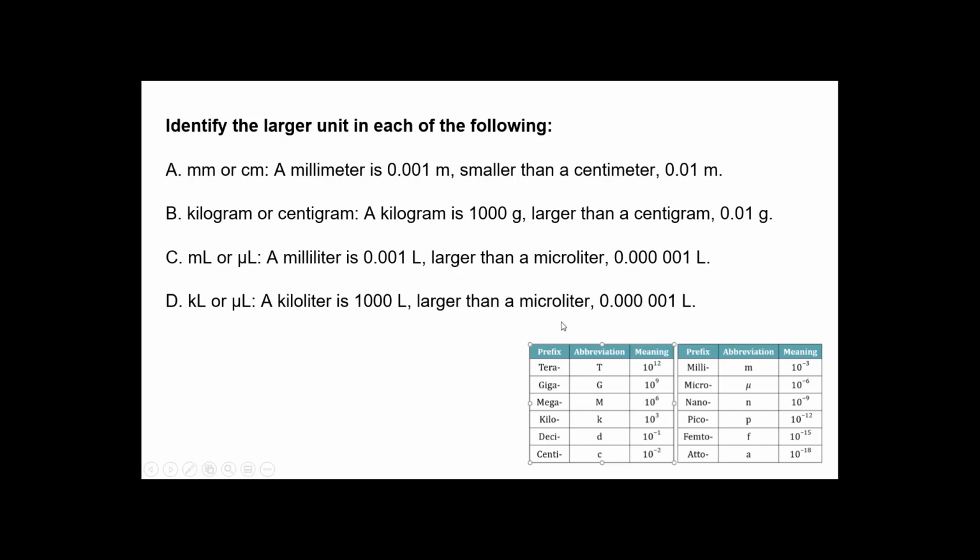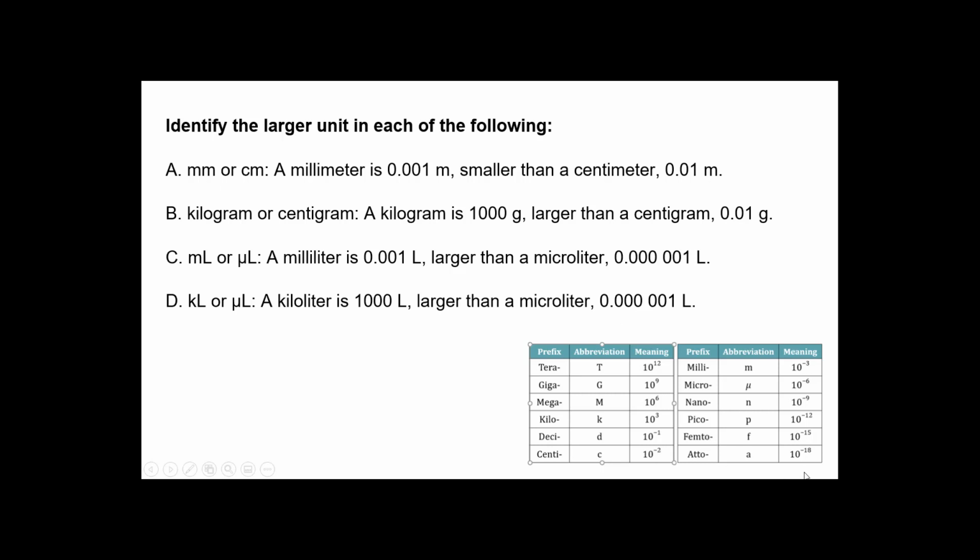Kilogram or centigram. A kilogram is 1,000 grams, and a centigram is down here. So of course, kilogram is going to be larger. There's not a negative number; that's the first hint, right there on the exponent. Now we have milliliter or microliter. A milliliter is 0.001 liters. And any of these numbers, just plug them into your calculator, they will show up in decimal form. It's larger than a microliter, which is a very, very small number compared to this number. And a kiloliter is 1,000 liters, and we're looking at a microliter, which is again a very small number. So this is a large number compared to this number.